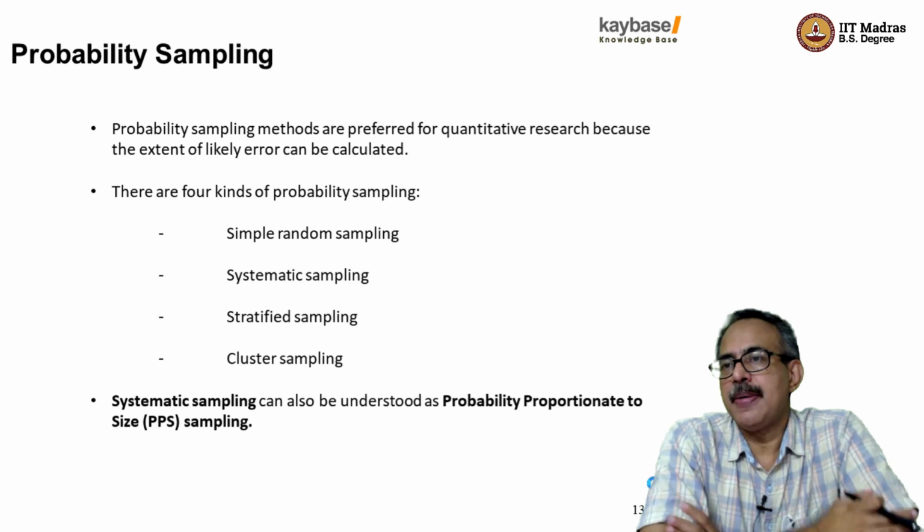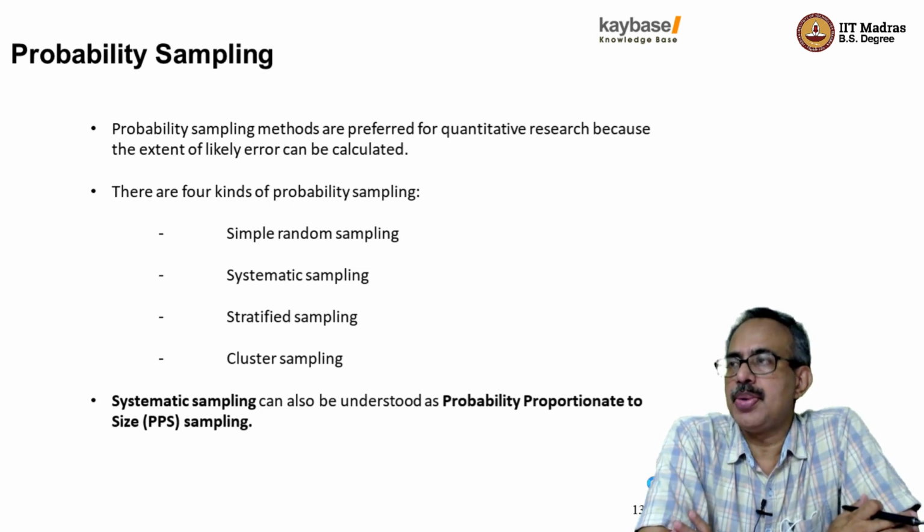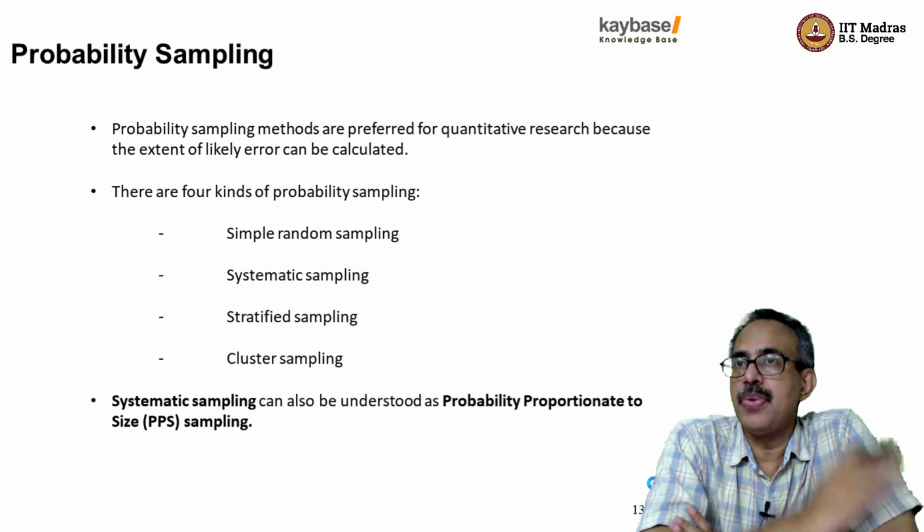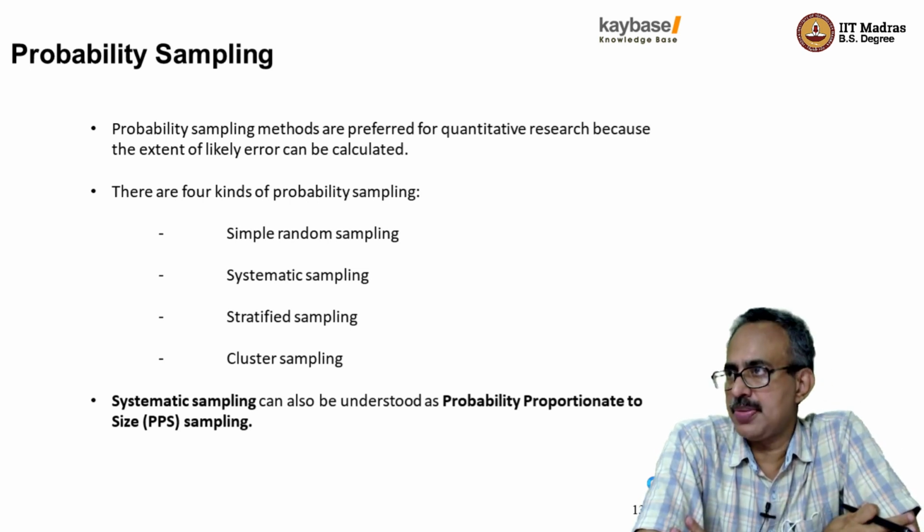Right. So, the last session we talked about non-probability sampling. We also said there are 4 kinds of probability sampling. We'll start from there here.